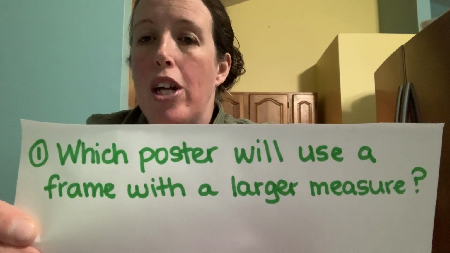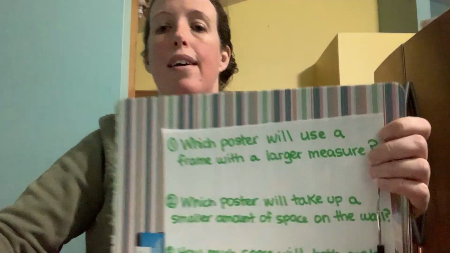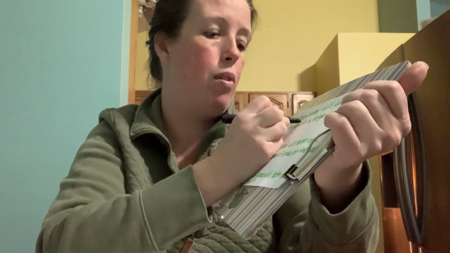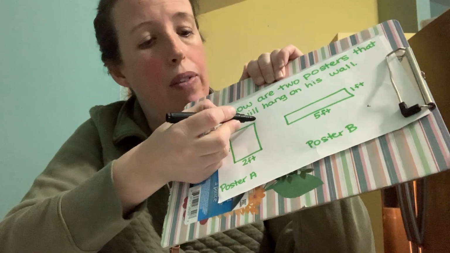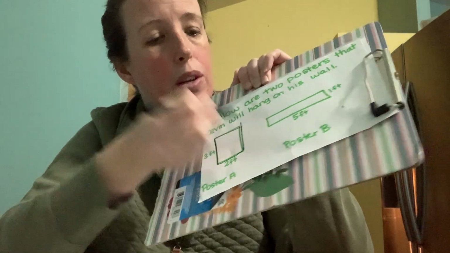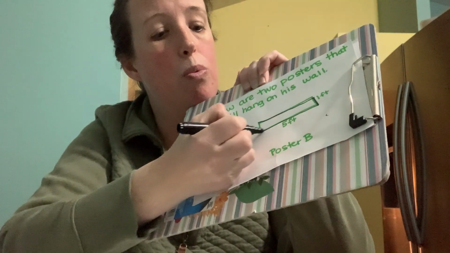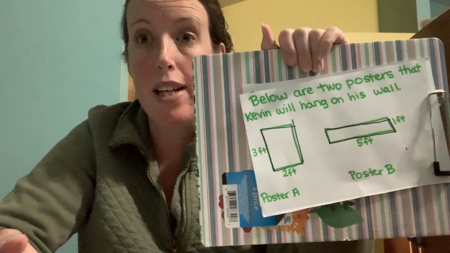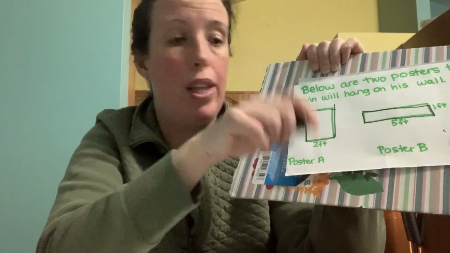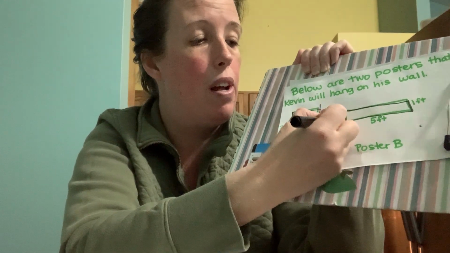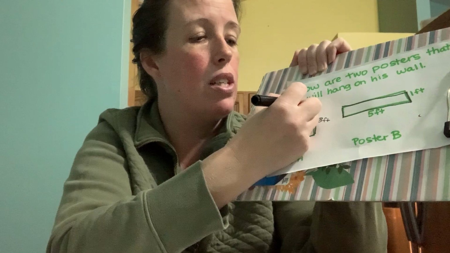with a larger measure? My key word there is frame, right? Frame. So that tells me if I'm putting a frame on this, I'm going to be going around the outside with a frame, right? So this is really a perimeter question. Which one has a greater perimeter? So this is a rectangle. If this width is 3 feet, this width is 3 feet. And if this length is 2 feet, this length is 2 feet.